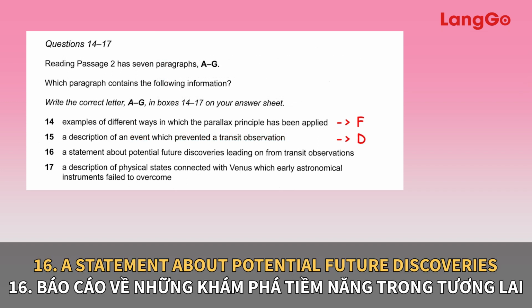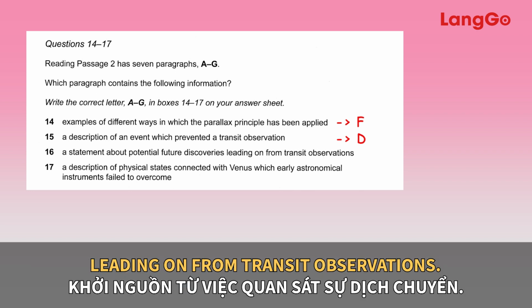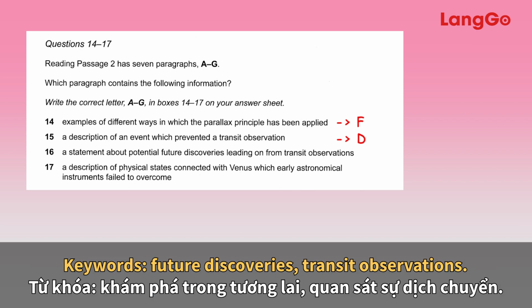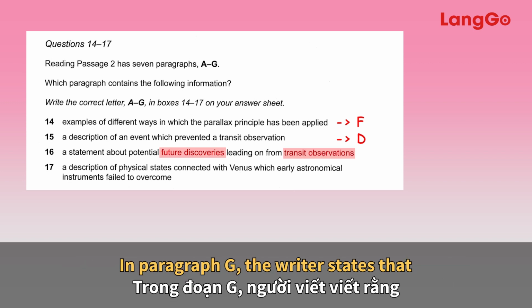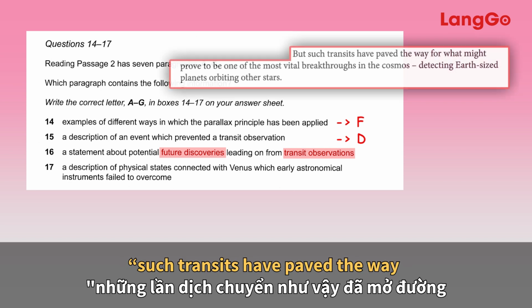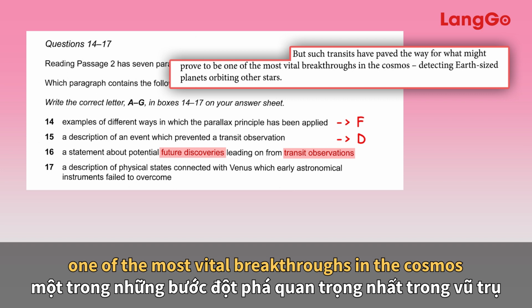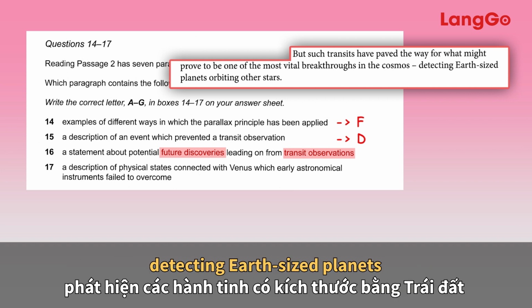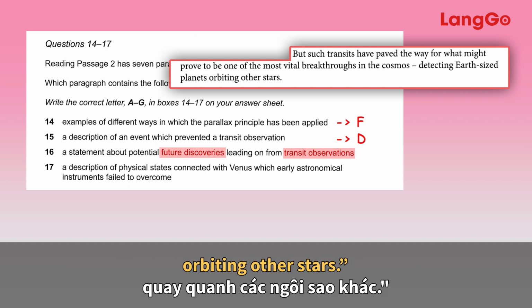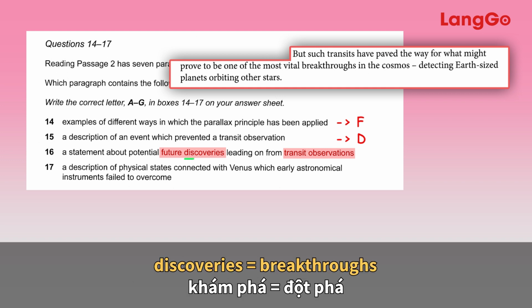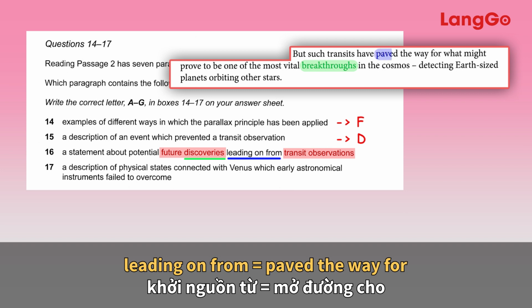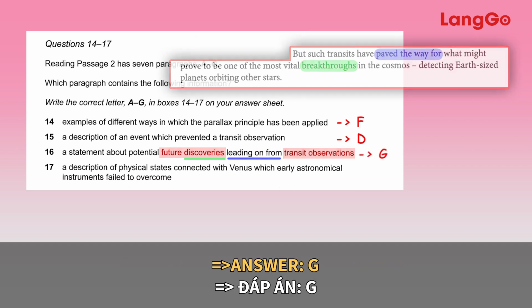Question 16. A statement about potential future discoveries leading on from transit observations. Our keywords here are future discoveries and transit observations. In paragraph G, the writer states that such transits have paved the way for what might prove to be one of the most vital breakthroughs in the cosmos, detecting Earth-sized planets orbiting other stars. Synonyms here are discoveries for breakthroughs and leading on from for paved the way for. Our answer would be G.